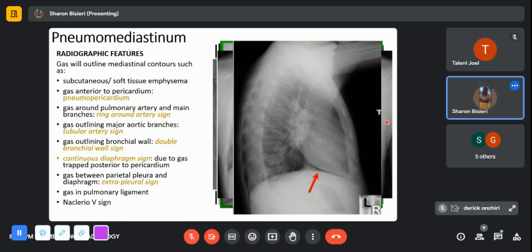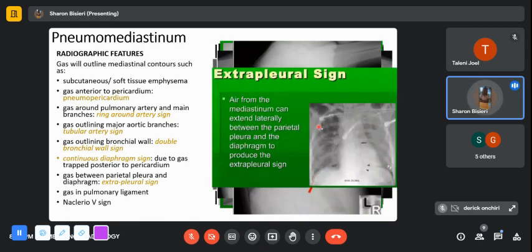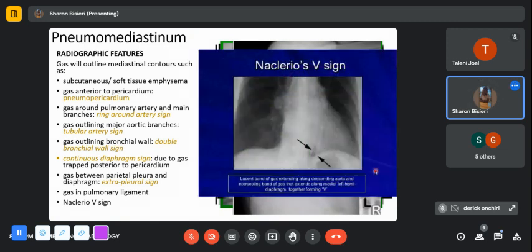And this is the same patient in the lateral view. It shows air beneath the heart over the diaphragm, still in the continuous diaphragm sign. Then we have the extrapleural sign. Here we have air from the mediastinum extending laterally between the parietal pleura and the diaphragm to produce that extrapleural sign. So it's air outlining the descending aorta and also air overlying the left hemidiaphragm.